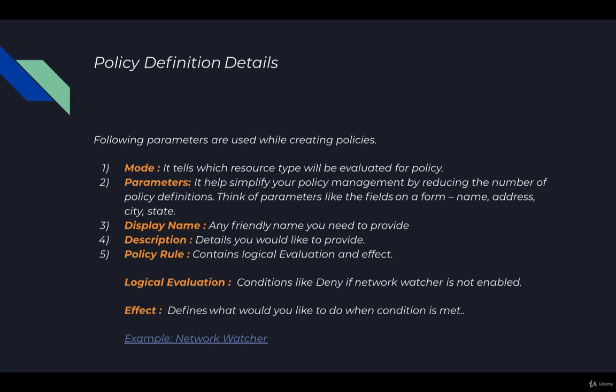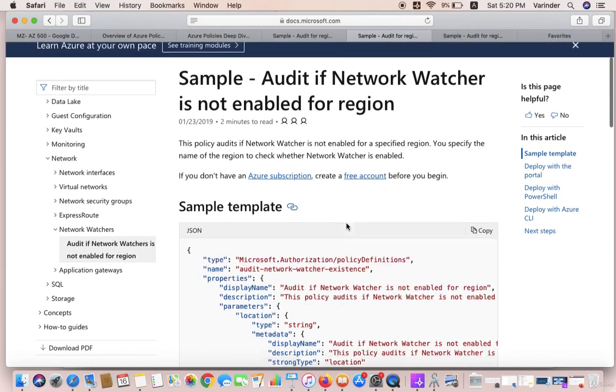And then we have the display name. If we want to give the policy a name, we can provide the name there. And then the description is pretty clear. The policy rule is actually the heart of the policy, which contains the logical evaluation and effect. Evaluation defines the condition to be checked, for example deny if Network Watcher is not enabled, and effect defines what you would like to do if the condition is met. For example, we'll see the different things in a policy. So this is the Network Watcher policy from Azure.